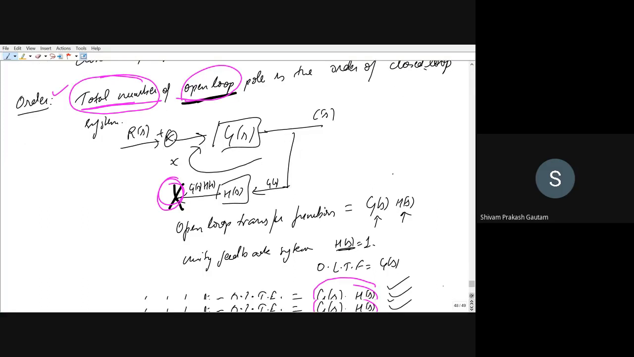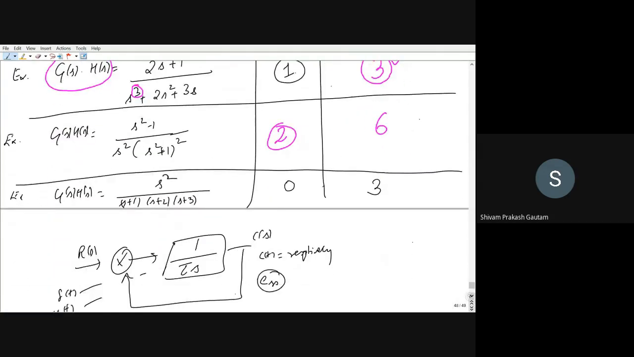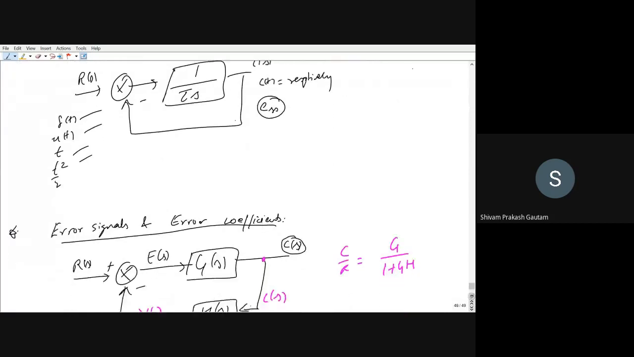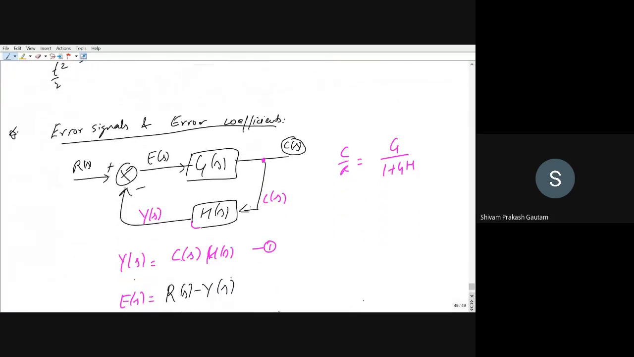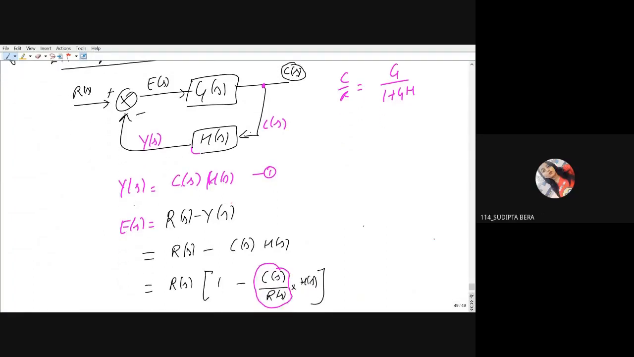Whereas if I close the loop, the scenario will change, and now C of S will start to flow. So you can observe that in both ways, because now the path is closed. Sir, okay, got it. Yes. Sir, can we say that G of S, C of S is used only in closed loop?